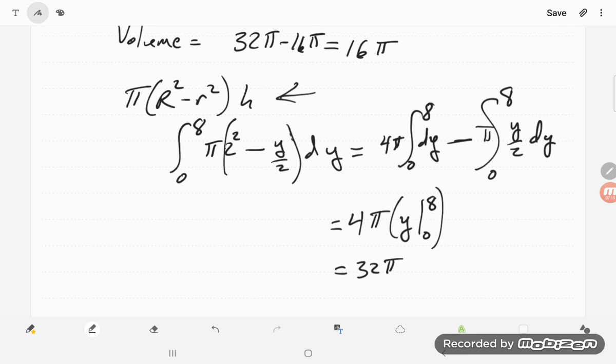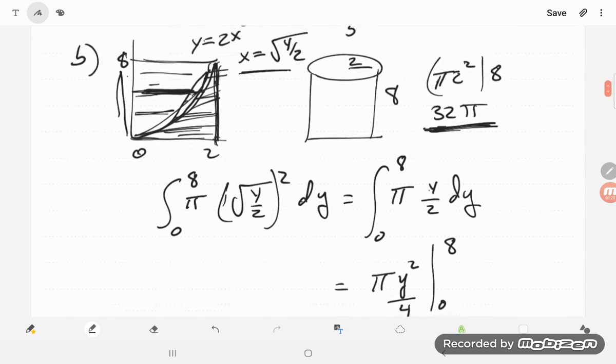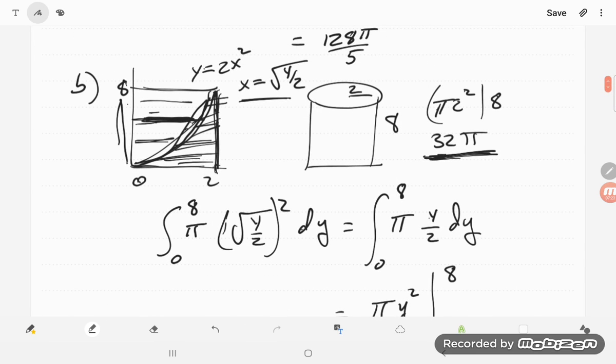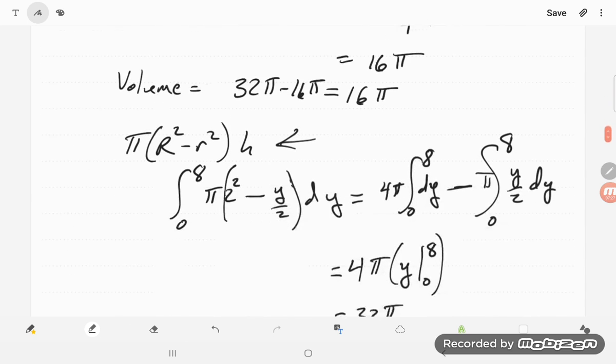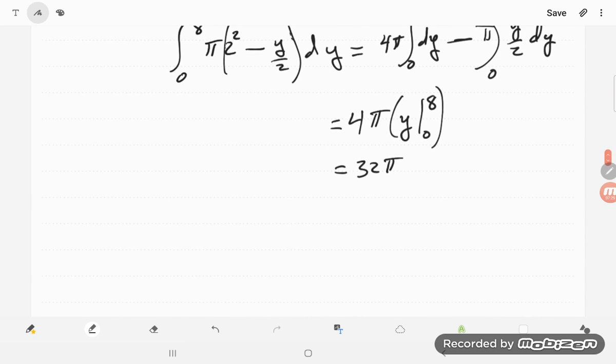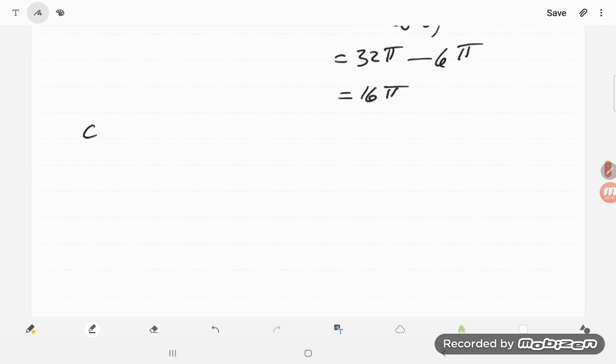But again, don't forget what you already know. We know how to do cylinders. And so that was 32 pi. But we get it here with the integral, and then, of course, minus our 16 pi that we did there. And so we get our 16 pi. Okay, that's A and B. C.